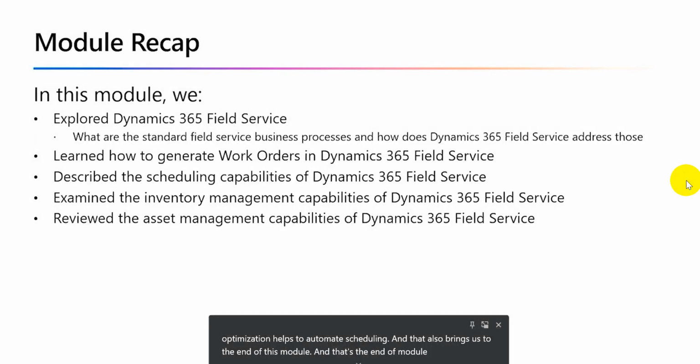That's the end of module 5. And in this module, we explored Dynamics 365 Field Service. We saw what the standard field service business processes are and how the Dynamics 365 Field Service application addresses those processes. We also took a look at how we could generate work orders in Dynamics 365 and deploy these work orders appropriately. And we described the scheduling capabilities of Dynamics 365 Field Service and examined the inventory management capabilities of the application. Finally, we reviewed the asset management capabilities of Dynamics 365 Field Service using IoT.